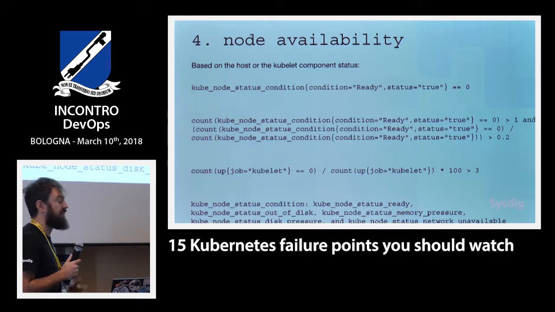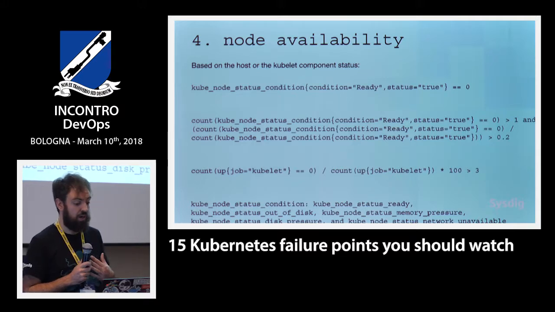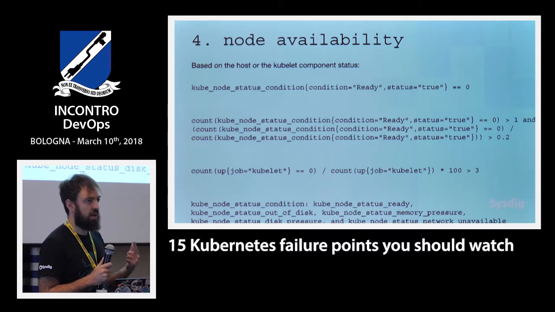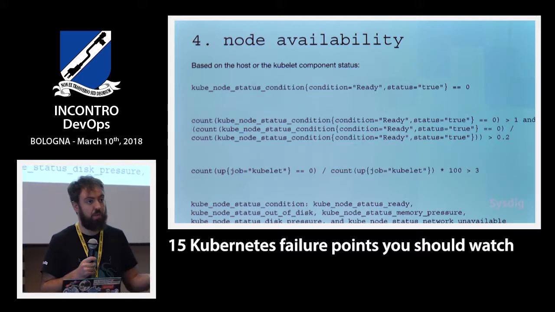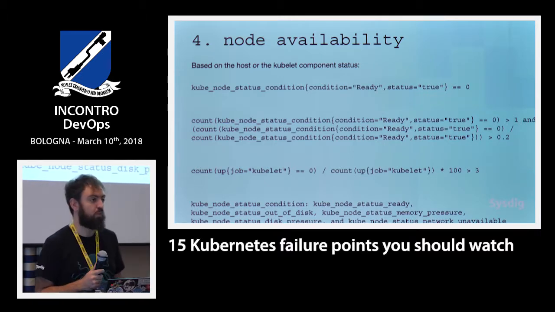And number 4 example, it's similar to the first one. There are many reasons why a node cannot be available, cannot be ready. It can be out of disk, memory pressure when all the memory is busy and no new pods can be scheduled, disk pressure, or network problems.